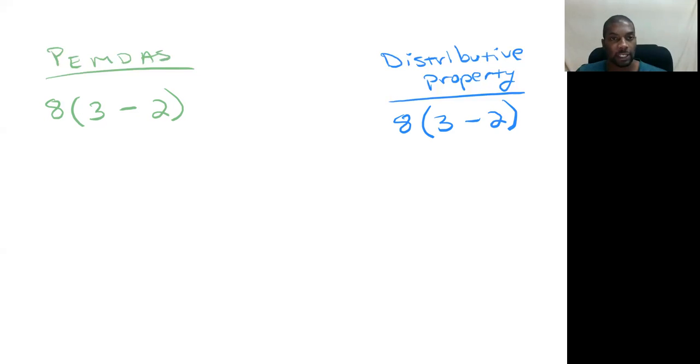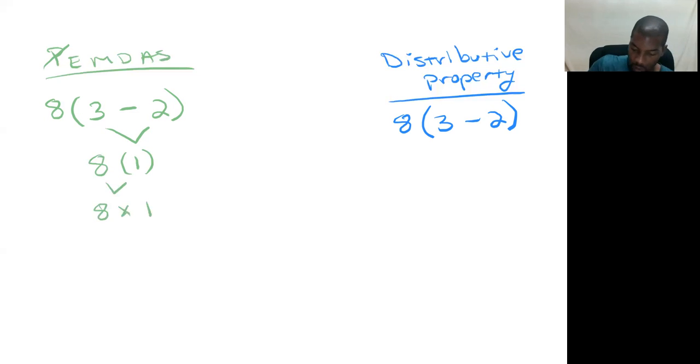Start with the parentheses. Do I have parentheses? Yes, I do. I've got 3 minus 2. 3 minus 2 is 1. I've got 8 parentheses 1, which is really 8 times 1. I don't have exponents. I do have multiplication. 8 times 1 is 8. No division, no addition, no subtraction, right? Let's try the other side.